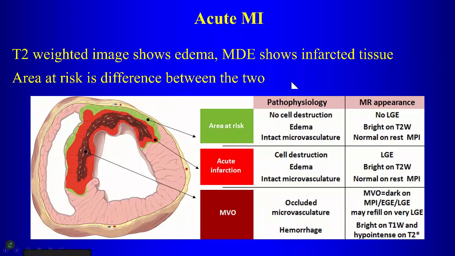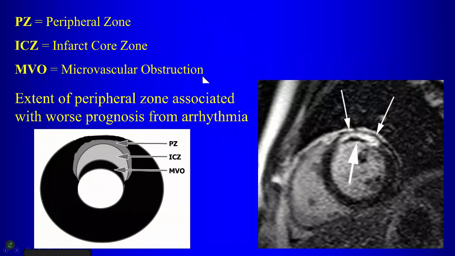So the area at risk is kind of important. It turns out the larger the area at risk is, the worse the prognosis for the patient. So in a patient who's had an acute myocardial infarct and survived, what is usually the cause of death initially after the infarct? Arrhythmia, right. So it's the area at risk. The larger that area at risk, the higher the risk of arrhythmia that can lead to death for the patient. Okay?